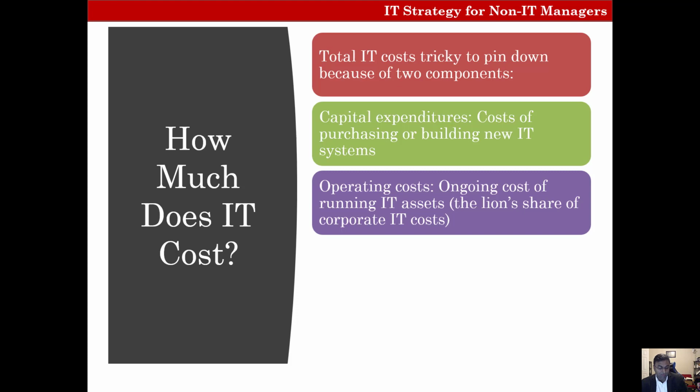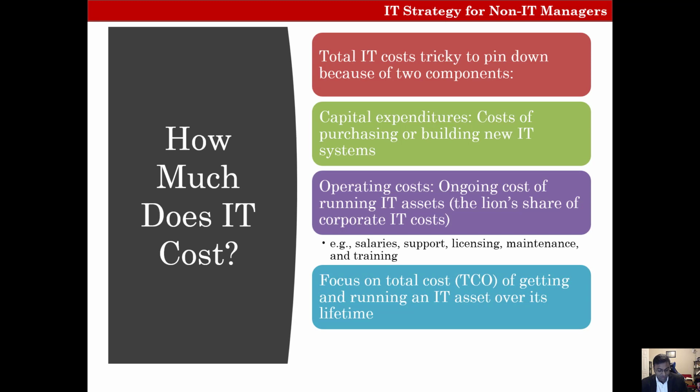Such costs include salaries, support, licensing fees, maintenance, training users, and ensuring that evolving IT systems can continually talk to each other. Operating expense over an IT asset's lifetime can easily approach several times the initial cost. And yet, a lot of decisions focus on the capital expenditure and ignore the operating expenditure. So the shift to focusing on the total cost of getting and running an IT asset over its lifetime is important. This is like buying a car. You have to consider the upfront plus maintenance costs.